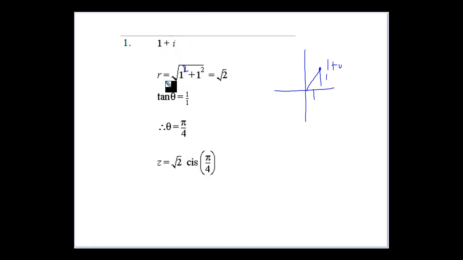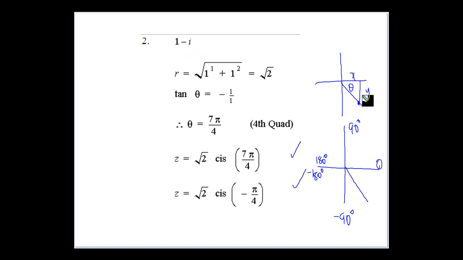1 plus i. So where's 1 plus i? Look, 1 across and 1 up. So 1 plus i is there. Our modulus would be root 2. Inverse tan of 1 would be pi on 4. So we get root 2 cis pi on 4.